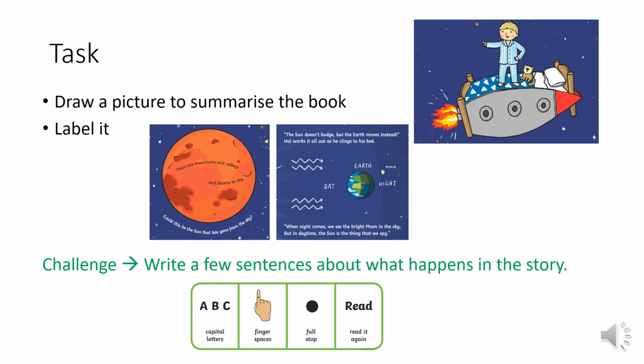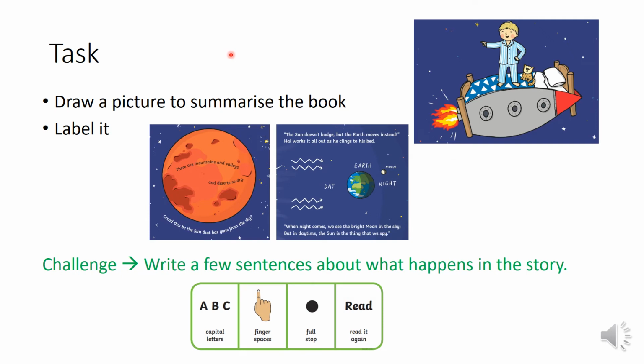Now we're not going to write our letter right away, we're going to have some practice and some help before we start. So today's task is a nice task. We're going to draw a picture to summarise the book. Now this word summarise, it just means to show us what happened in the whole story. Okay, so you don't need to draw lots of different pictures, just one picture to tell us what happened overall.